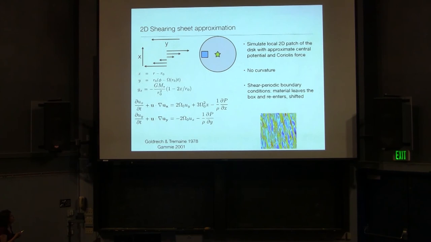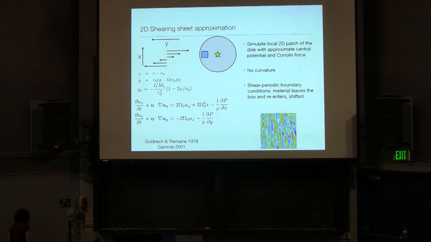The other thing that's typically done in shearing sheet calculations is we use what's called shear periodic boundary conditions. What that means is material leaves the box here and then re-enters boosted by the same shear in the disk on the other side. So it's periodic in the phi direction, in the radial direction. Material that exits the box here reappears on the other side. This is convenient in the sense that it lets you simulate a continuing flow. You never lose material from your domain, but it also means that there's an unphysical causal connection between what happens on the inside of the box and the outside of the box.